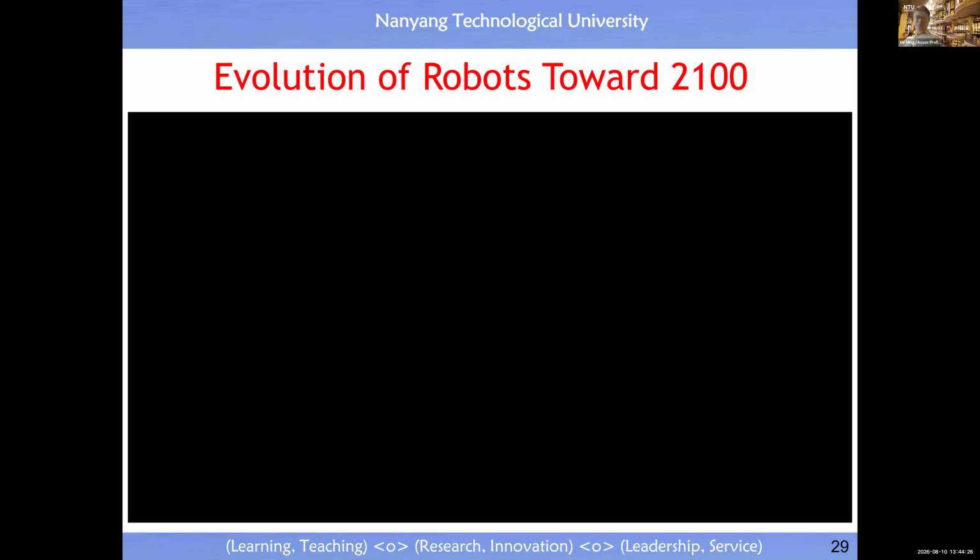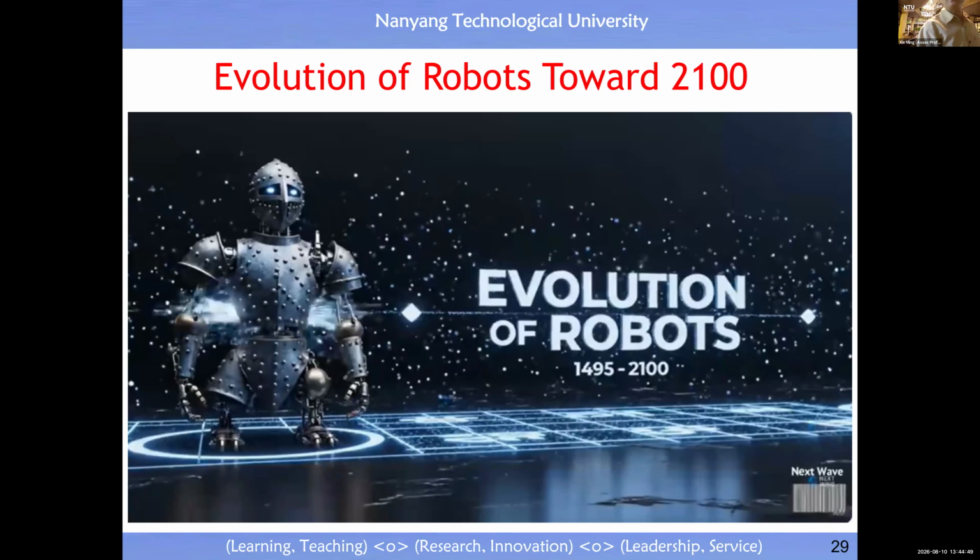Now look at the history of robotics. This is one version which tells you the history of robotics, and this version puts the start of robot history at 1495 or something like that. Okay, you just watch this short video.